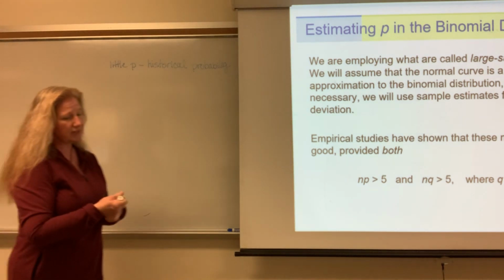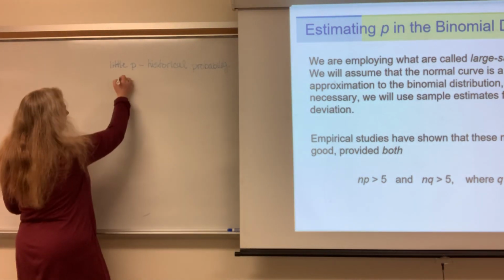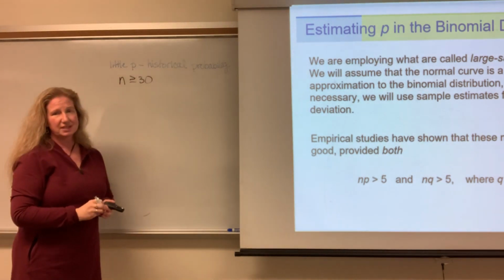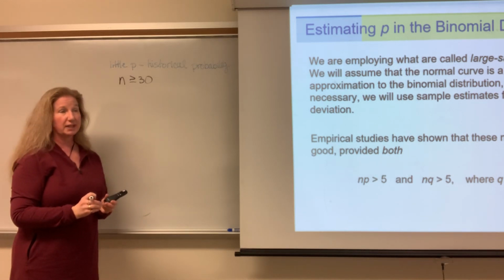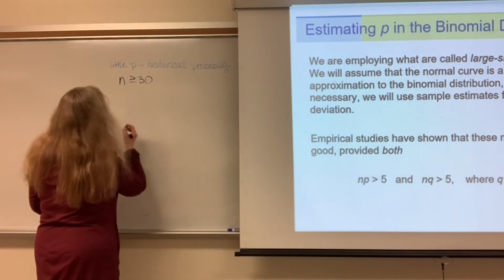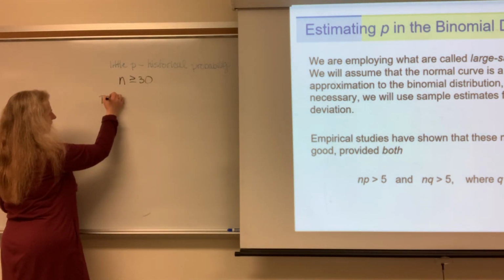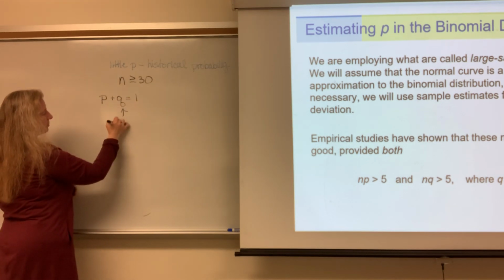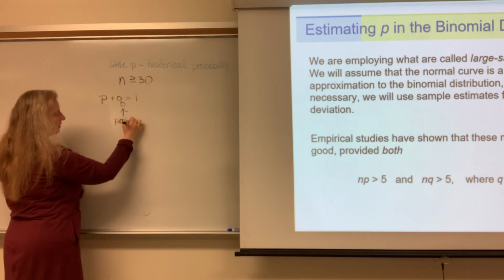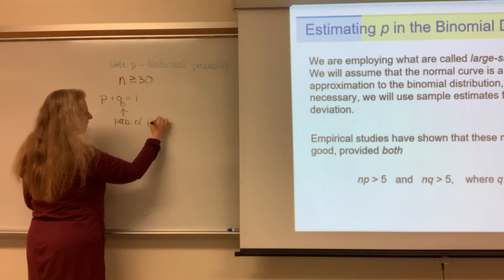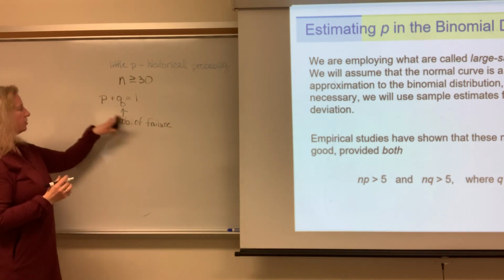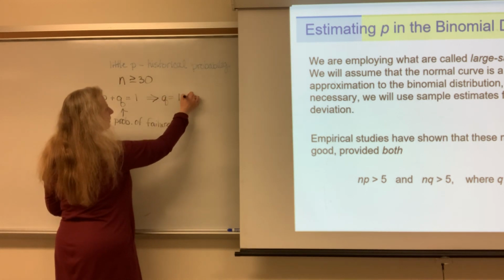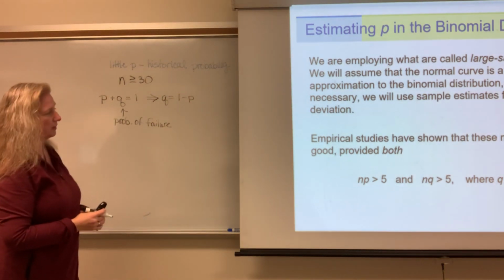When we were in sections 8.1 and 8.2, we talked about n having to be greater than or equal to 30. Well, that may or may not work in this case, if we have a very, very small probability or a very, very large probability, because little p plus little q has to equal 1, right? What is little q? That's the probability of failure. Often we think of it as q is 1 minus p. That's just a little bit of algebraic manipulation.